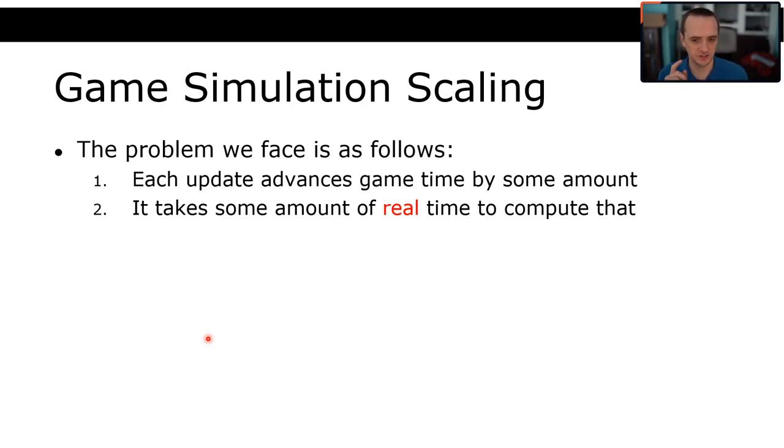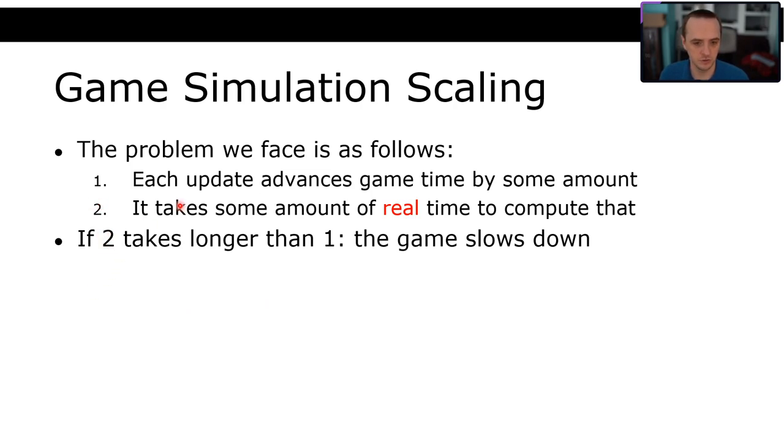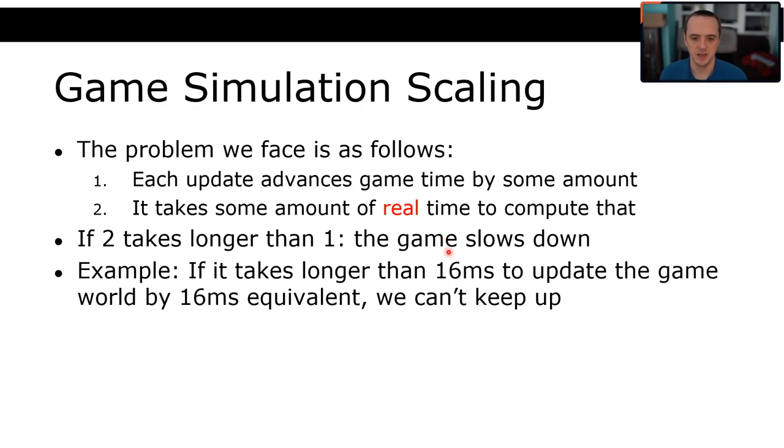Alrighty. So now we're going to talk about game simulation scaling, which is one possible way that we could do something really interesting. So, the problem we face is the following. Each update advances the game time by some amount, right? So the game time is like the clock in the game world, how fast the clock is ticking. And it takes some real amount of time to compute that, right? So it might take a millisecond, it might take 5 milliseconds. If step two takes longer than step one, then the game slows down, right? So for example, if it takes longer than 16 milliseconds to update our game world by its equivalent of 16 milliseconds, then we can't keep up, right?